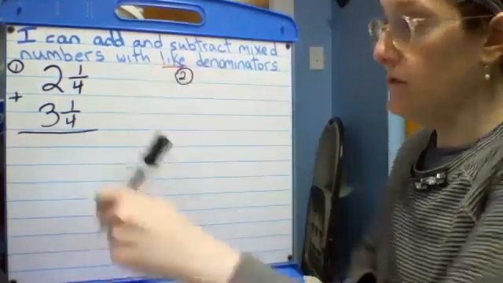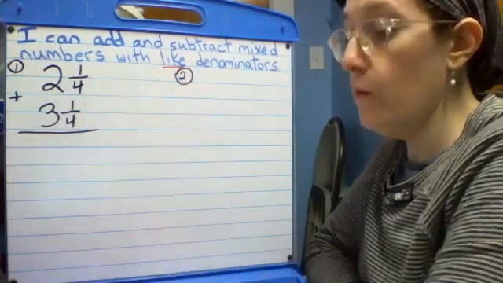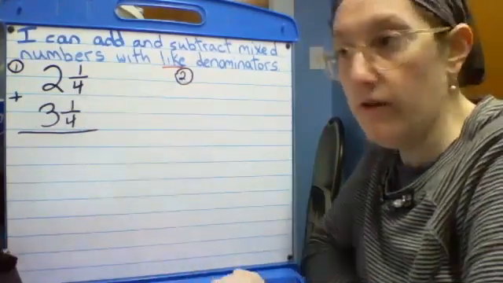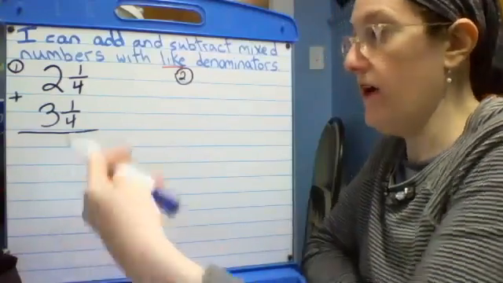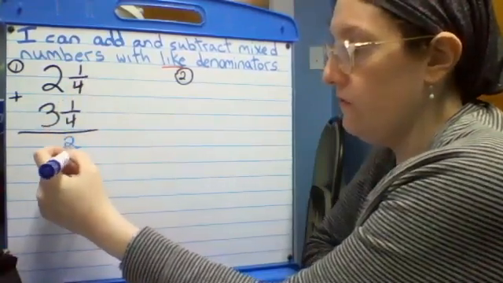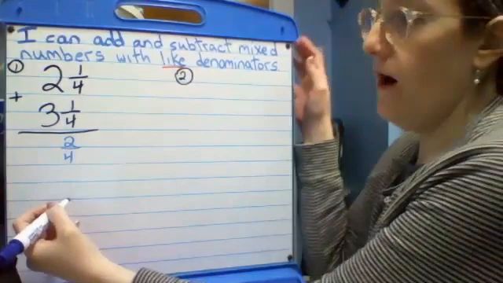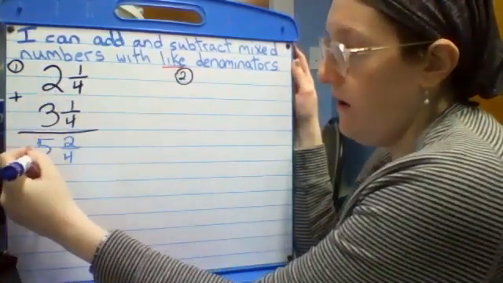So our first example, 2 and 1/4 plus 3 and 1/4. We're always going to start with the fraction. We're going to save the whole numbers for afterwards. First, we have the fraction. 1/4 plus 1/4 is 2/4. And then you add your whole numbers. 2 plus 3 is 5.